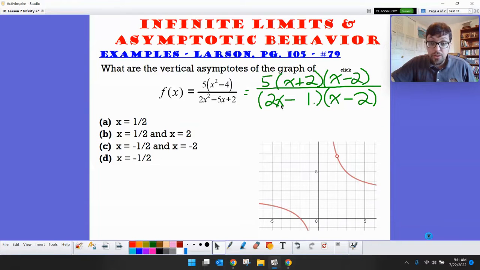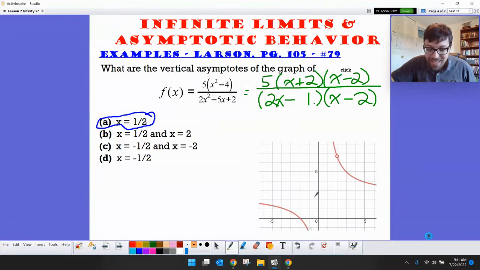However, this 2x minus 1 doesn't cancel out. All I've got is that x plus 2 up top. So that makes our asymptote at x equals 1/2. That was a terrible circle.